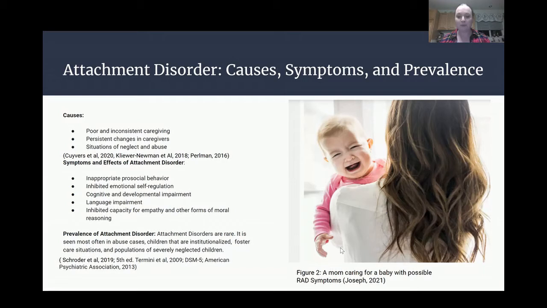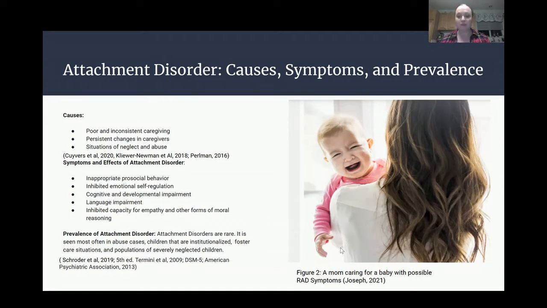Another cause of attachment disorder is persistent changes in primary caregivers. This can be characterized by early separation from the primary caregiver. Children who enter foster care at an early age are exposed to multiple caregivers throughout their childhood, and children who are institutionalized are also susceptible to attachment disorder. Researchers agree that the core cause of attachment disorders is poor primary caregiving, which again highlights why the nature of the relationship between the primary caregiver and the child is of critical importance to the child's development.